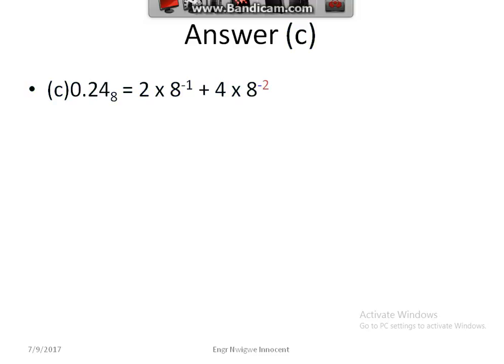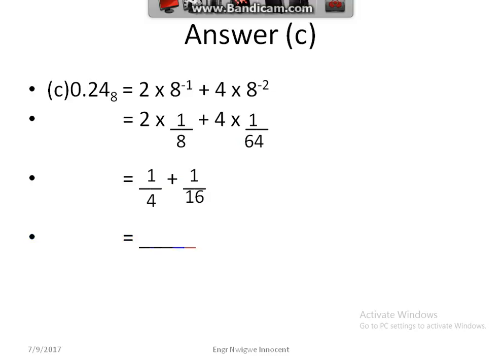Answer C. 0.24 in base 8 is equal to 2 times 8 raised to power minus 1 plus 4 times 8 raised to power minus 2. This equals 2 times 1 over 8 raised to power 1, plus 4 times 1 over 8 raised to power 2, which is 64. Then 2 can cancel 8 to give us 1 over 4, plus 4 can cancel 64 to give us 1 over 16. The LCM of 4 and 16 is 16.